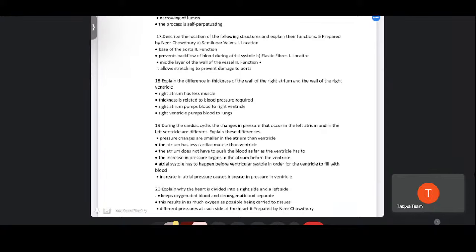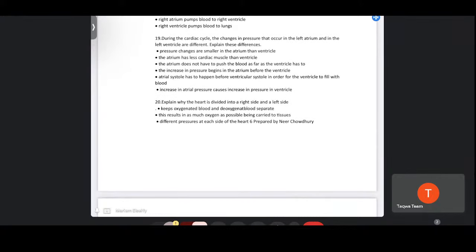The right atrium has less muscle. Thickness is related to the blood pressure required. The right atrium pumps blood to the right ventricle. The right ventricle pumps blood to the lungs. During the cardiac cycle, the changes in pressure that occur in the left atrium and the left ventricle are different. Why is that?